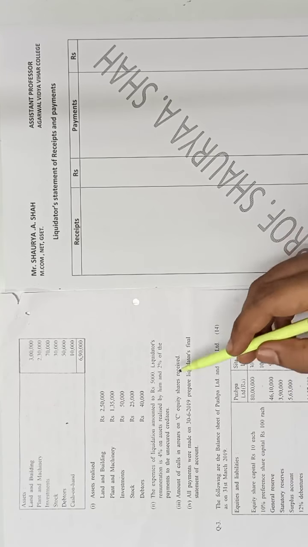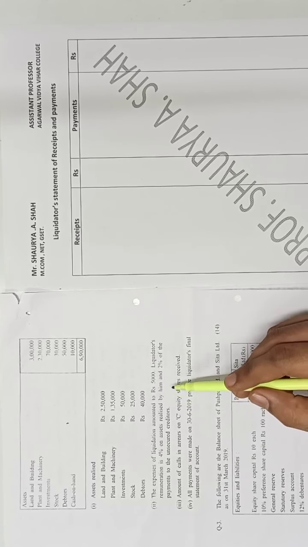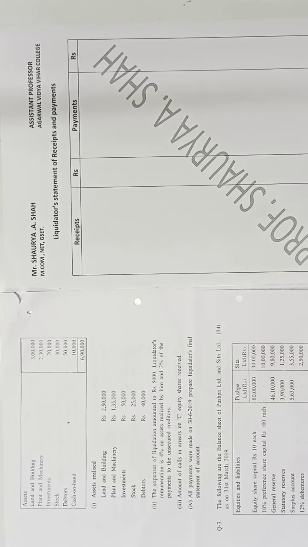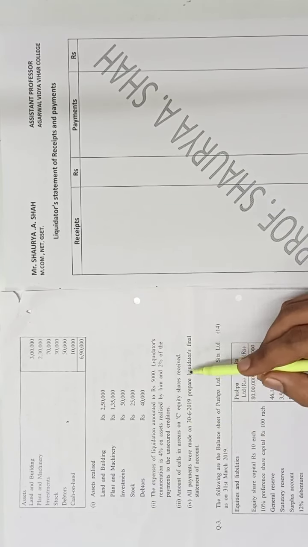Expenses of liquidation amounted to 5,000. Okay. Liquidator's remuneration is 4% on assets realized and 2% on payment to unsecured creditors. Amount of calls in arrears on C equity shares received, right? The point which I told you, that the calls in arrears point will be covered in this sum. That is the most important, you need to understand, right? All the payments were made on 3/6/2019.